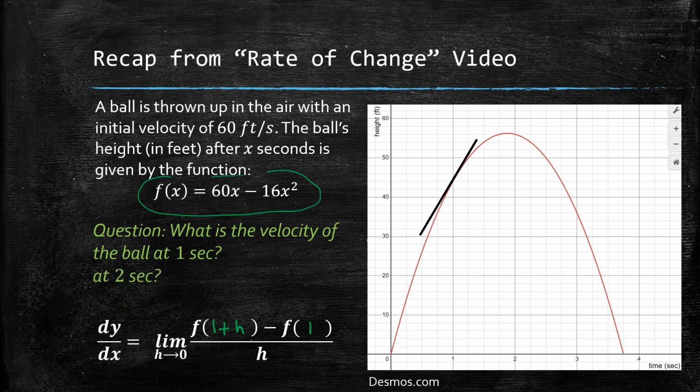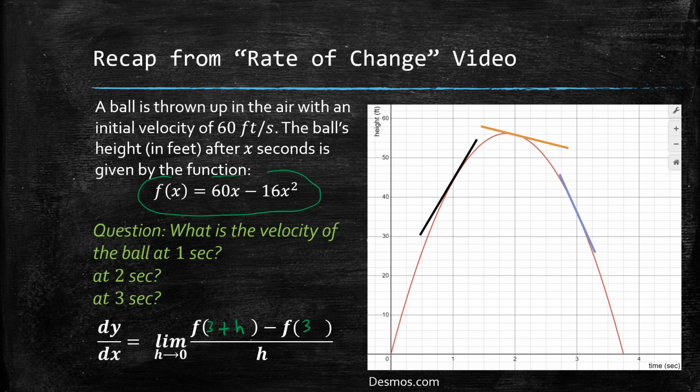But then what if we wanted it at 2 seconds, i.e. the slope of the tangent line at 2 seconds? Well, we'd have to take away the 1 and put in 2 and do all the work all over again. And if we wanted it at 3 seconds, which would be the slope of this tangent line, once again, we'd have to put in 3 here and do all the calculations again to get that particular instantaneous rate of change. So we finished by saying there must be a better way.